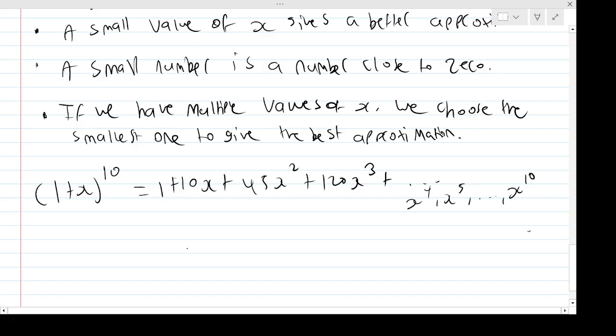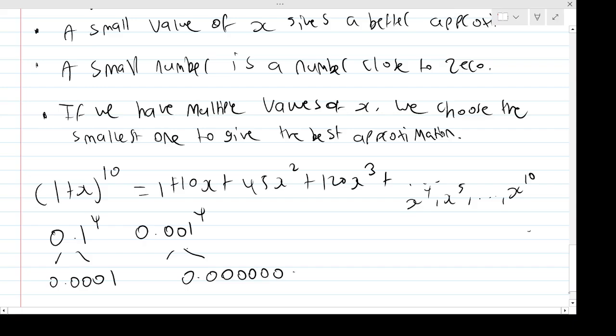But what I then want to think about, for small values of x, is what happens when we raise it to higher powers. What if, for example, we had 0.1 to the 4 and 0.001 to the 4? 0.001 is smaller than 0.1, right? It's closer to 0. But let me just put them both in the calculator. Well, 0.1 to the 4 is 0.0001, right? And 0.001 to the 4 is 0.00000000001, I believe.